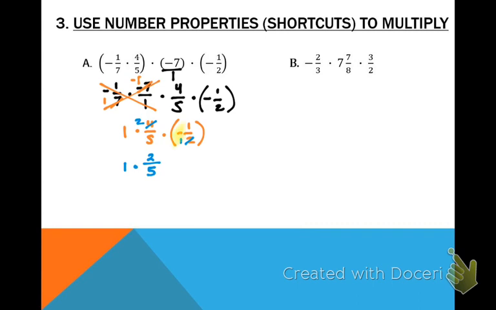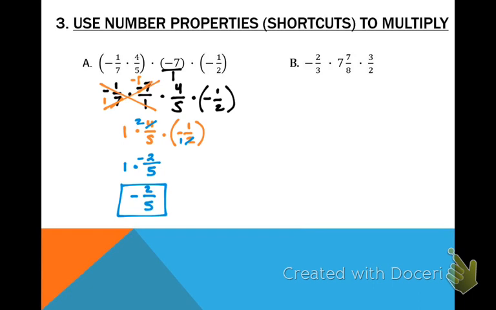See that negative sign right there? So I have to keep the negative with it because there was only one negative. What is 1 times negative 2/5? It is negative 2/5. And that is your final answer. Okay, so we were able to do that simply by just moving a few numbers around. Let's go on to problem B.